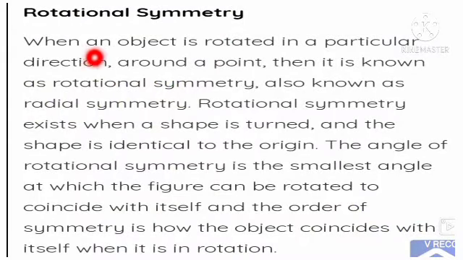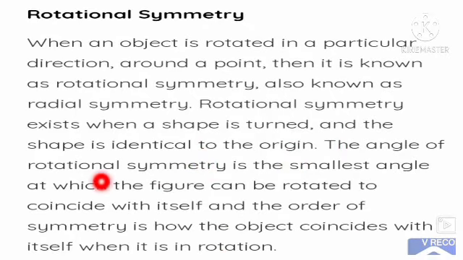Rotational symmetry. When an object is rotated in a particular direction around a point, then it is known as rotational symmetry, also known as radial symmetry. Rotational symmetry exists when a shape is turned and the shape is identical to the original.